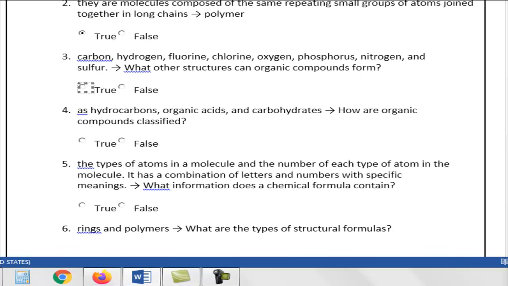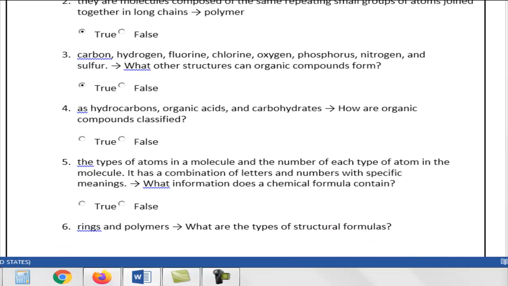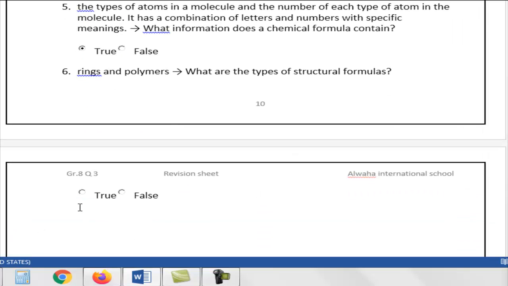Number 4. Hydrocarbons, organic acids, and carbohydrates: how are organic compounds classified? Yeah, it will be true. Number 5. The types of atoms and molecules and the number of each type of atom in the molecule. It is a combination of letters and numbers with specific meaning. What information does a chemical formula contain? So this will be true also. Number 6. Rings and polymers: what are the types of structural formula? Okay, yeah, it will be true.